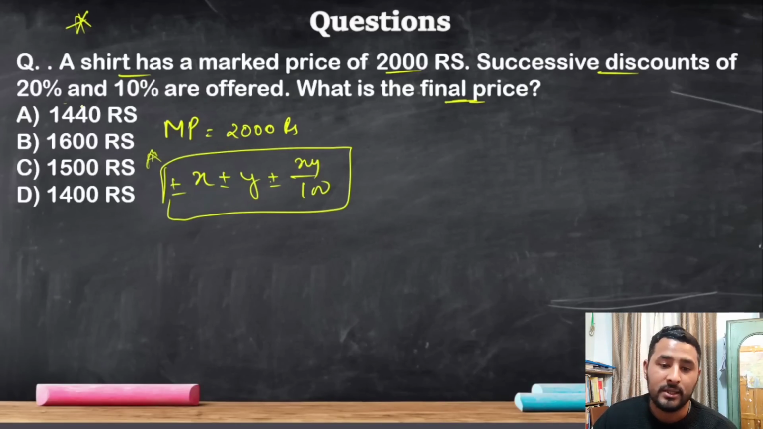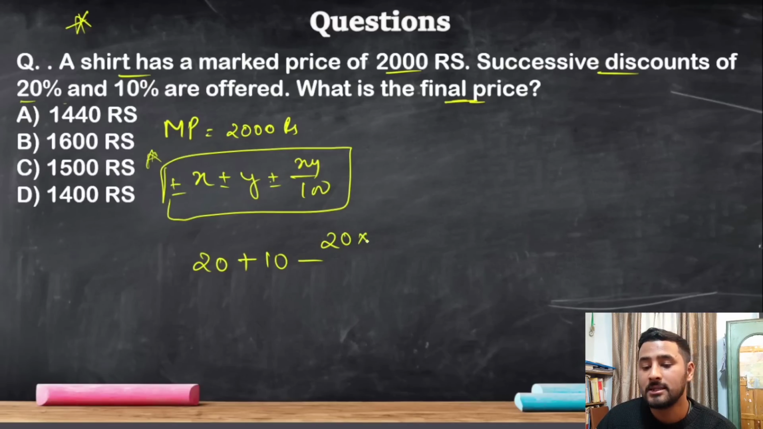So how much discount are they given? 20%. Let us put in this one. 20 plus 10. Since this is a discount, you should do minus into 10 by 100. First of all, you need to find the actual percentage. You will not just do 20 plus 10, 30%. This will not give you the answer.